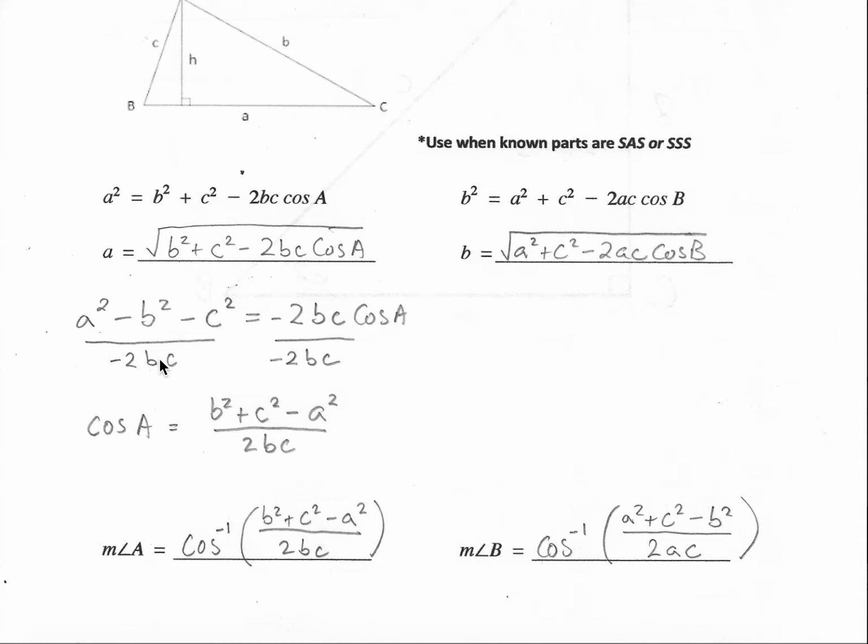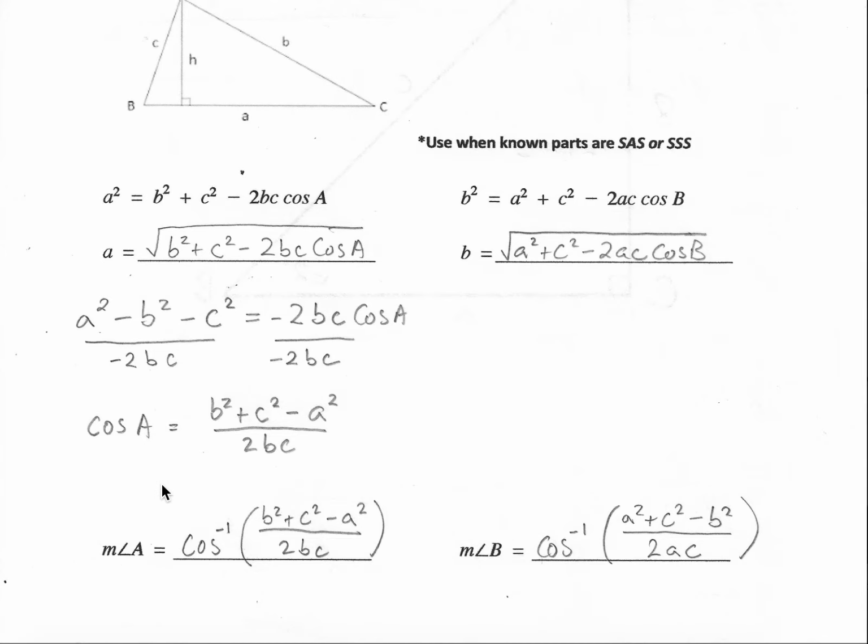Not totally necessary, but it looks a little better. To solve for angle A, we're going to have to undo our cosine function, so we'll inverse cosine both sides. And if we do the inverse cosine of this complicated ratio right here, we'll get the measure of our angle.